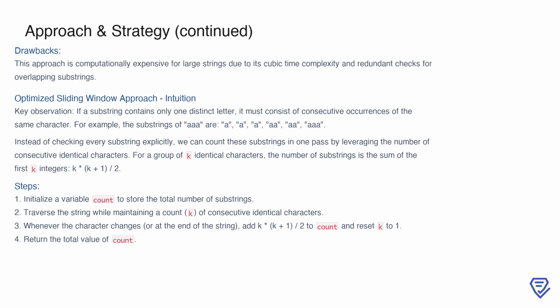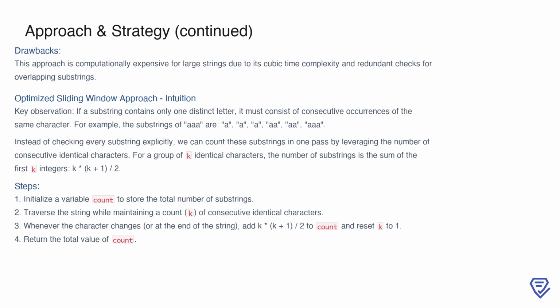Instead of explicitly generating and checking every substring, we can count these substrings in a single traversal by leveraging the pattern that a group of k identical characters produces k * (k + 1) / 2 substrings. The reasoning here stems from the sum of the first k integers.